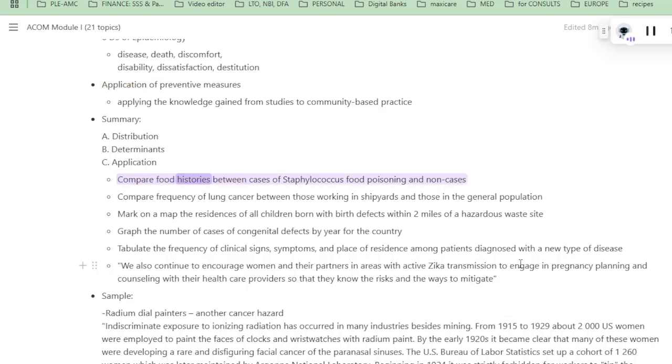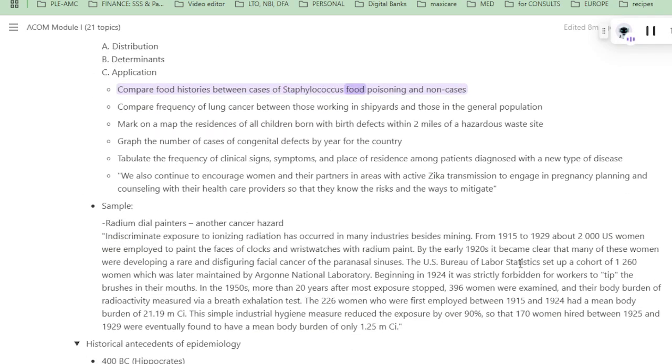Compare food histories between cases of Staphylococcus food poisoning and non-cases. Compare frequency of lung cancer between those working in shipyards and those in the general population. Mark on a map the residences of all children born with birth defects within 2 miles of a hazardous waste site. Graph the number of cases of congenital defects by year for the country. Tabulate the frequency of clinical signs, symptoms, and place of residence among patients diagnosed with a new type of disease.